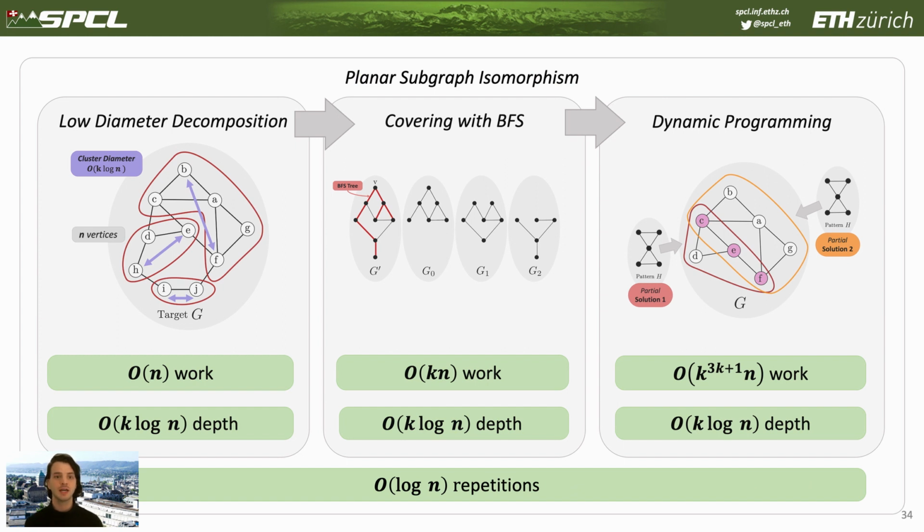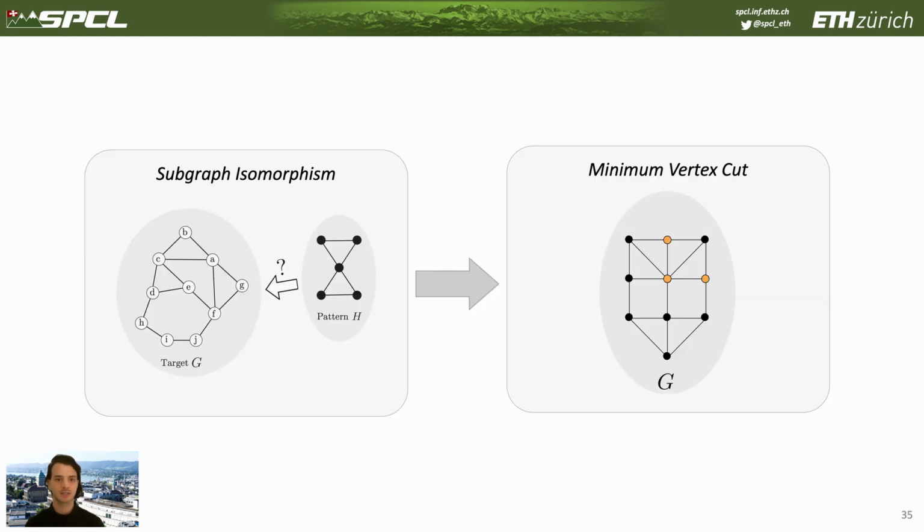In summary, an iteration of our subgraph isomorphism algorithm has 3 parts. First, we decompose the graph into clusters. Second, we cover each cluster with diameter k-1 subgraphs using a breadth-first search. And third, we invoke a dynamic programming-like approach. Such an iteration, consisting of these 3 parts, succeeds with constant probability. So a logarithmic number of repetitions give us a high probability of correctness.